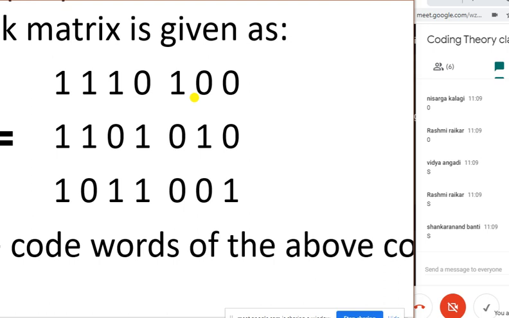110100, 110100, second row, 110100, third row, 101100001. I repeat, first row, 110100. 1011001. This is the H they are given.